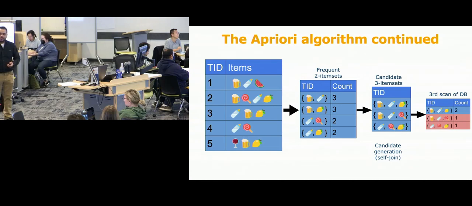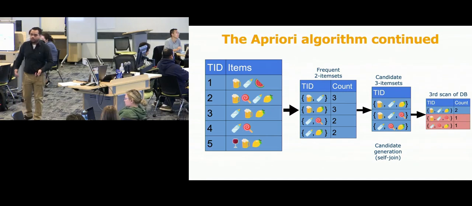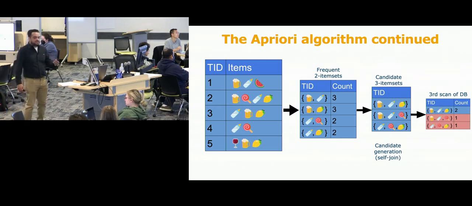And then that means that our frequent two item sets are these four item sets, okay? So now what do we do? We once again generate candidates for three item sets by doing a self-join. Okay, so we get these three candidate items. So we get these three candidates for three item sets, as you can see.